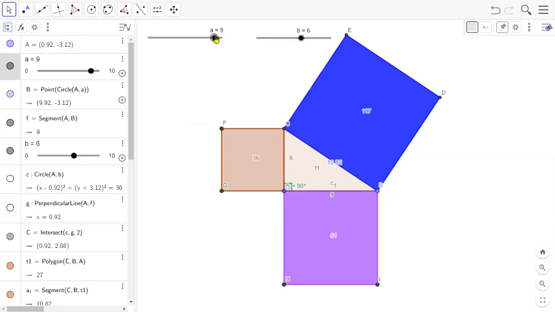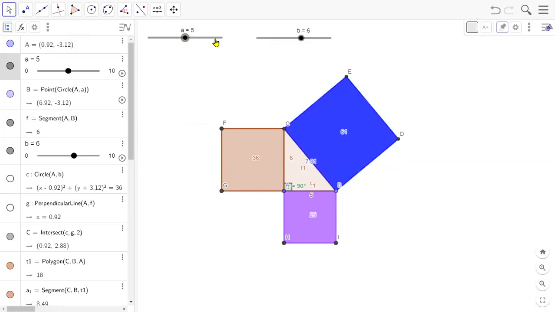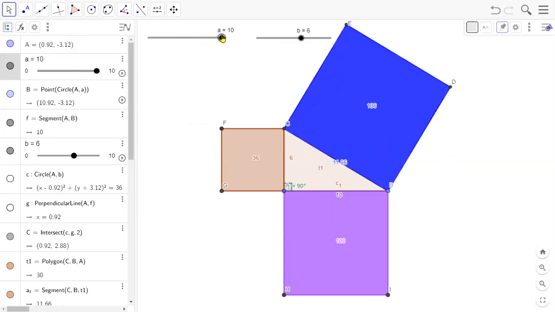Let me change the side AB once again. Let me take the side AB as 6 units, with AC as 6 units. In that situation the hypotenuse is 8.49 units, and the area of the square formed on the hypotenuse is equal to the sum of the areas of these two squares, 36 plus 36, 72. We can take any value of these sides. Let me take AB as the constant side and change the side AC, and due to the change in AC the hypotenuse will also change.